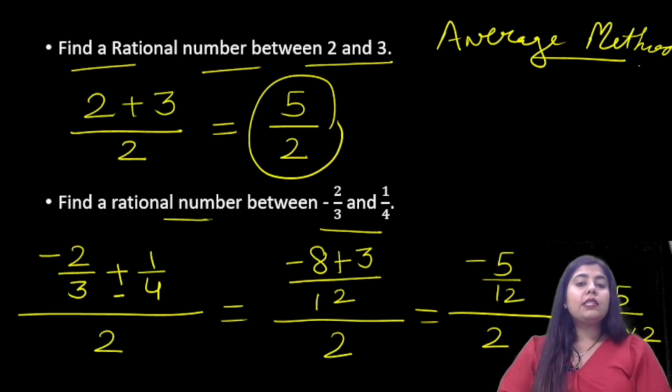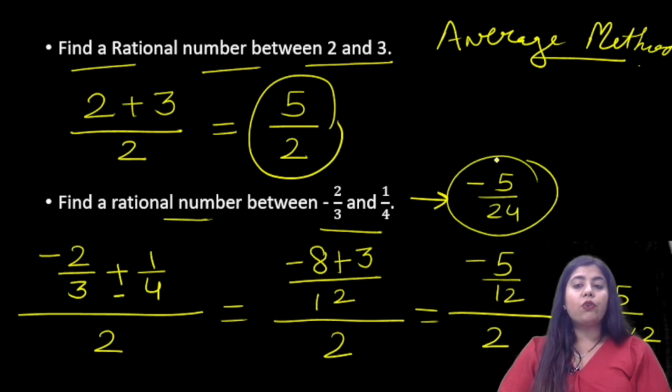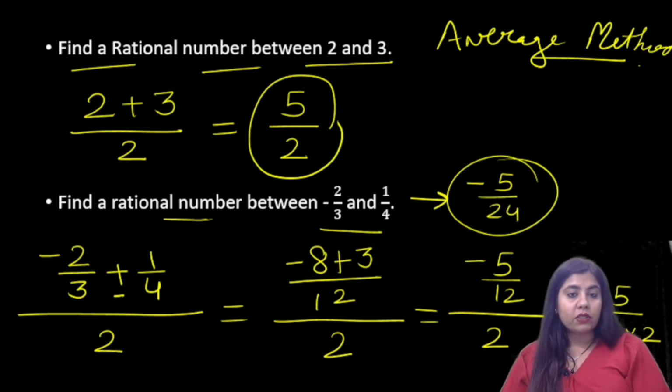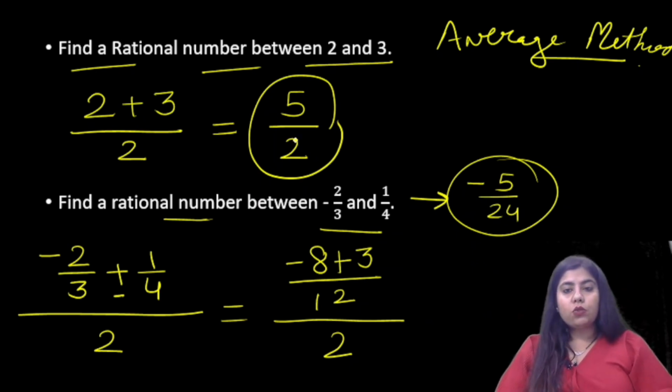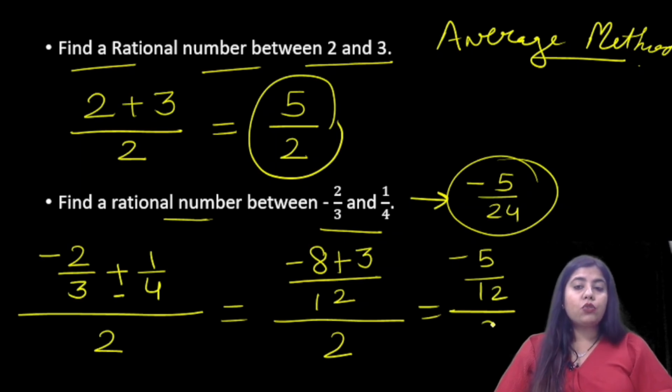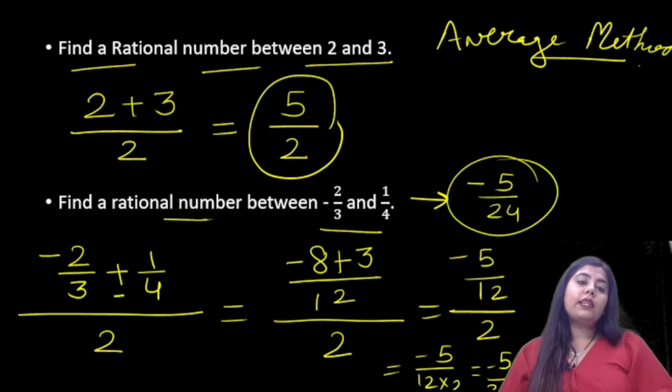Clear? It means the rational number between minus 2 by 3 and 1 by 4 is minus 5 upon 24. This is the rational number between minus 2 by 3 and 1 by 4. Clear? Now it is equal to minus 5 upon 12 divided by 2. 2 is already in the denominator. Now we can write it as minus 5 upon 12 multiplied by 2, and it is equal to minus 5 upon 24. Clear? Now see the next question.